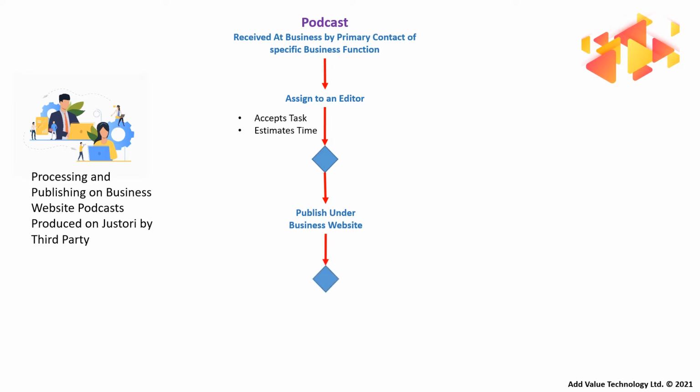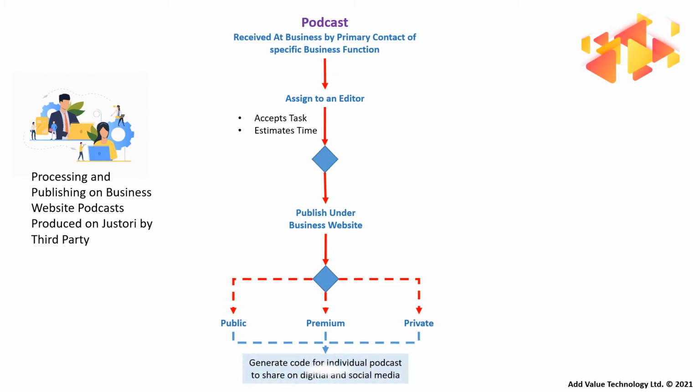If the podcast is perfect, the executor decides under which category it will be published: public, premium, or private. The process ends there as the podcast is transferred from the originator to the business and the podcast appears at the designated area on the business web page. The executor may also generate shareable code for the podcast.